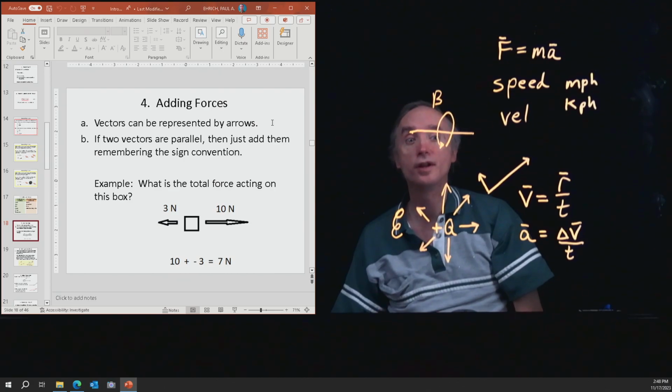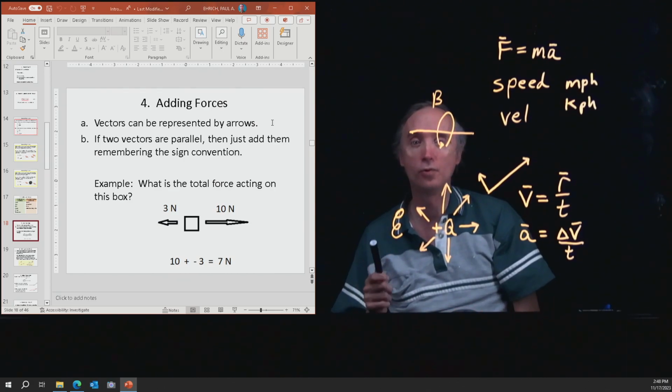All right, so now that we know that force is a vector, how do we add vectors together? We'll see that in our next segment.